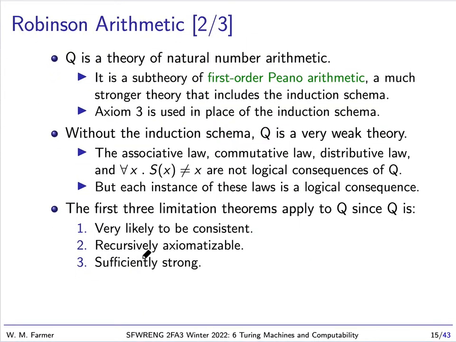And the first 3 limitation theorems apply to Q. Q is very likely to be consistent, it's a very simple theory. It's hard to imagine how it could possibly not be consistent, but we can't really prove in Q that it's consistent. It's recursively axiomatizable. Since it only has 7 axioms, you can easily write a program that can recognize when an arbitrary formula is one of those 7 axioms, and it is sufficiently strong.